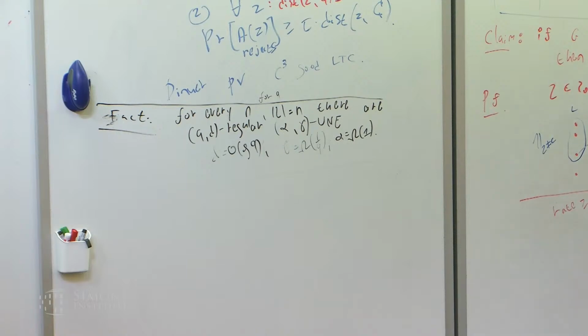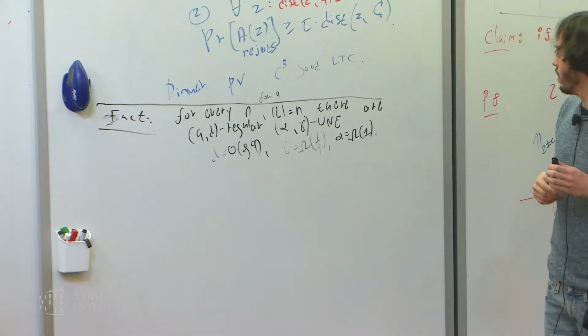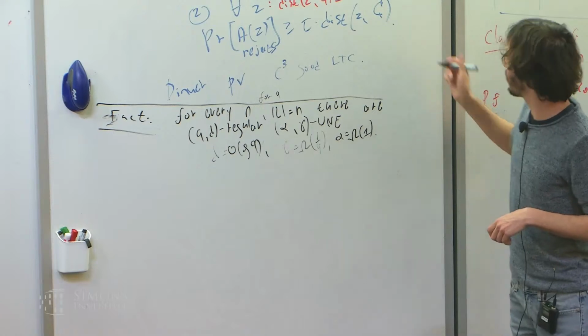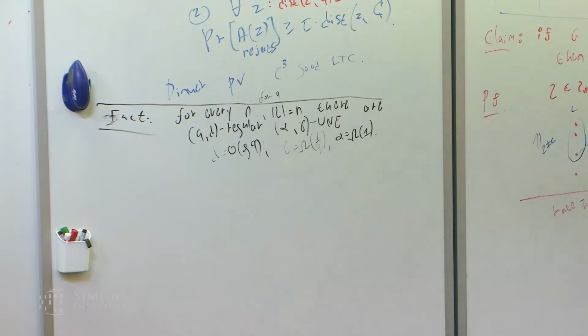What's the imbalance that you need? So what's L over R here? That's a good question. So this is the imbalance.